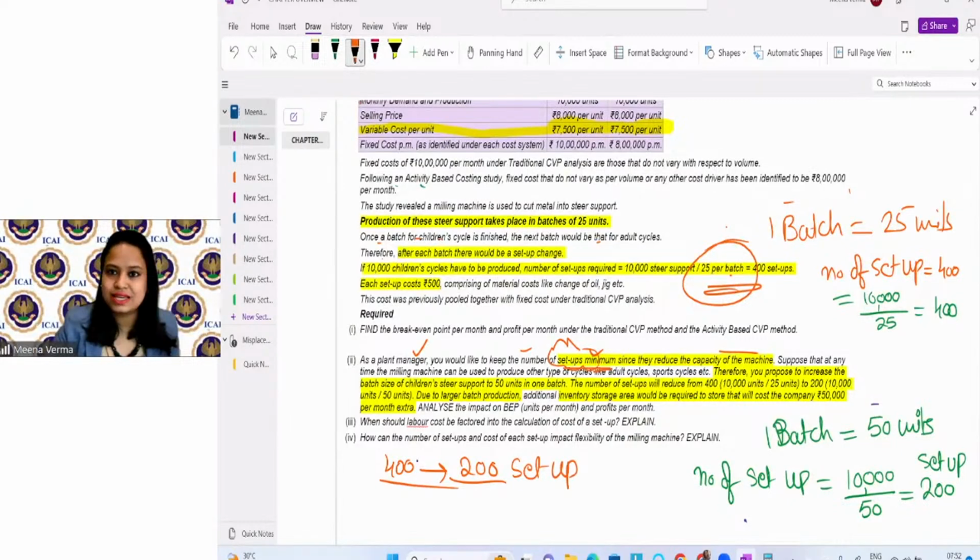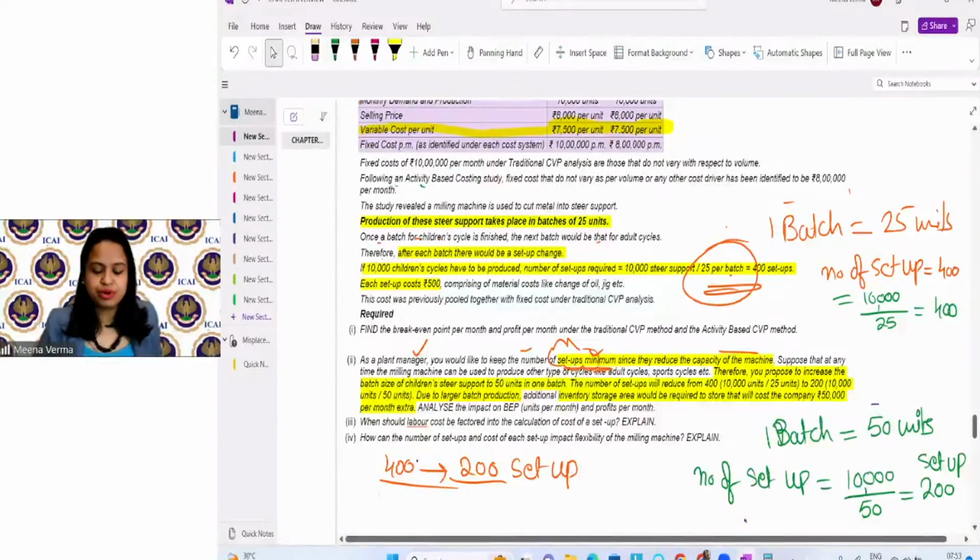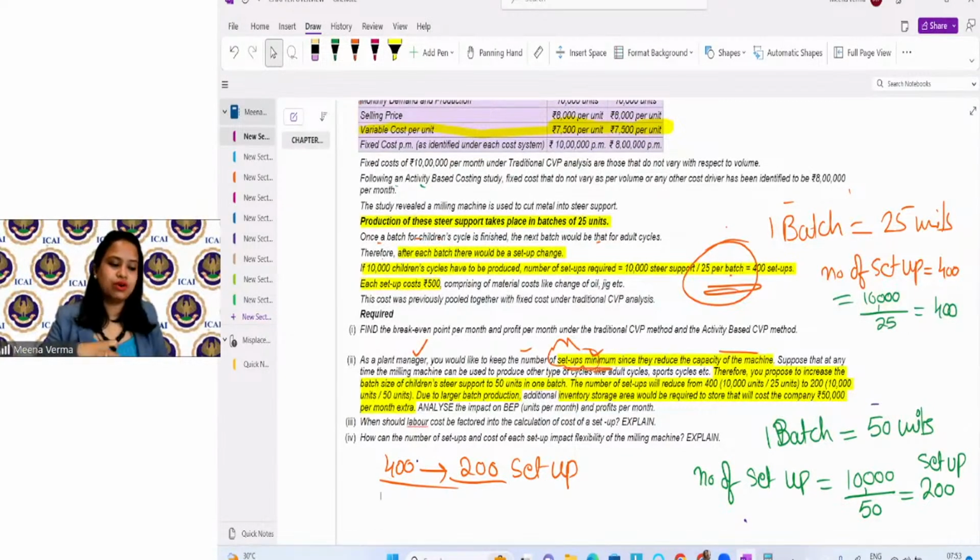They have reduced the setups, from 400 times setting the machines to 200 times setting the machines. So they have reduced the setup time by increasing the batch size. Instead of producing 25 units altogether, now they are producing how many units? 50 units together. All right.